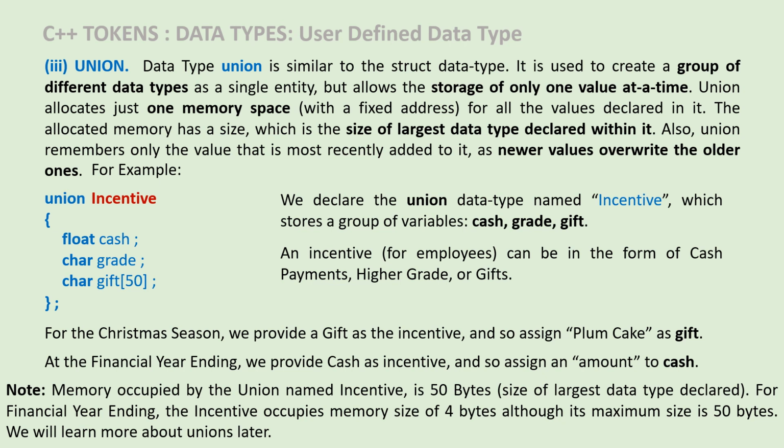So union can hold values for different primitive data types, but can only hold the value for any one of them at a time. We will learn more about unions later.